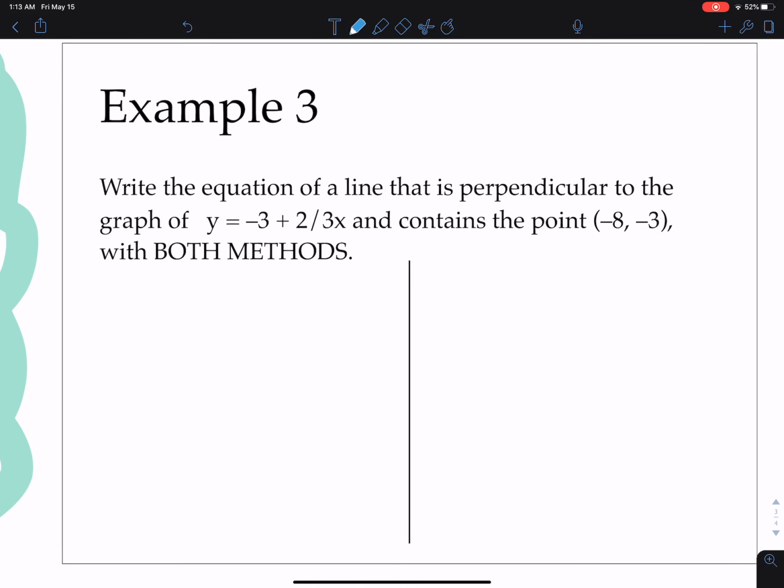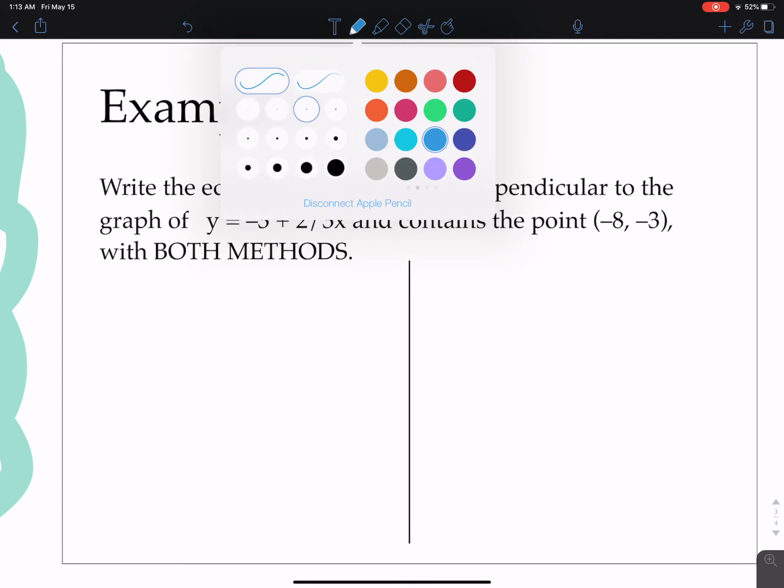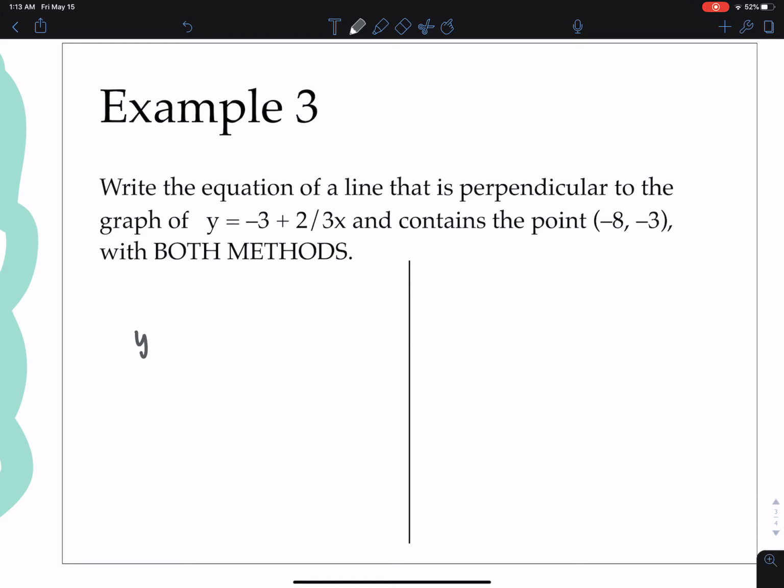Okay, so in this one, we want to write the equation of a line that's perpendicular to the graph of y equals negative 3 plus 2/3 x and contains the point negative 8, negative 3. It says use both methods, so here's point slope form, y minus y1 equals m times x minus x1. And here's slope intercept form, y equals mx plus b. So again, the only thing that we're going to use from our original equation is this slope.